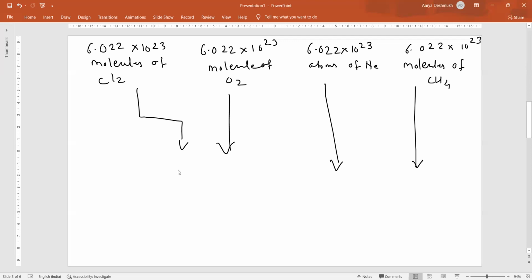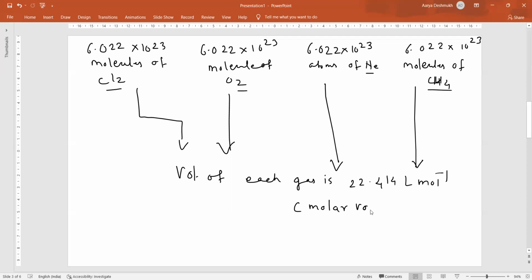all this. So this is the volume of each gas, each one of them, whether it is chlorine gas or oxygen or neon atoms or methane molecules or methane gas. So the volume of each gas is 22.414 liters per mole. Liters per mole. This is what we call the molar volume. This is called the molar volume at STP, that is at standard temperature and pressure. Whether this is the number of molecules for chlorine gas, oxygen, atoms for neon, or molecules for methane, the volume of each one of them will be 22.414 liters per mole, and this is what we call the molar volume at STP.